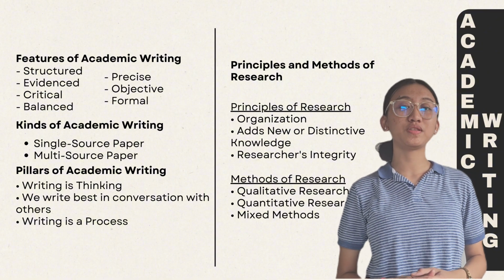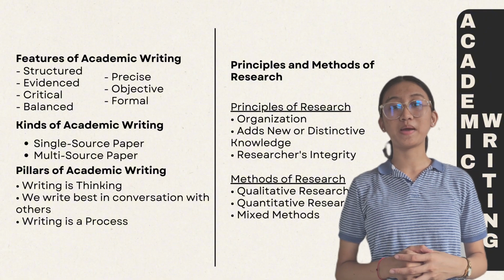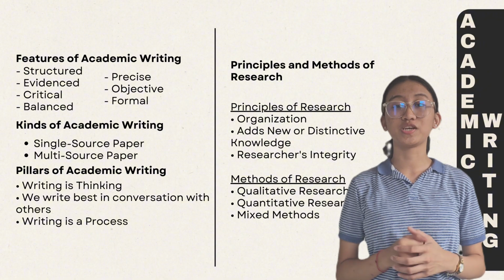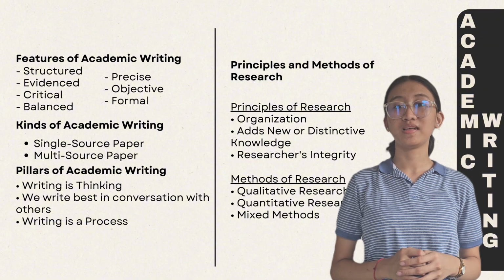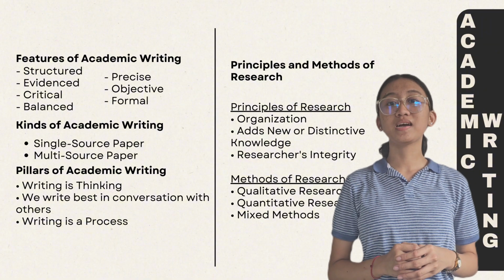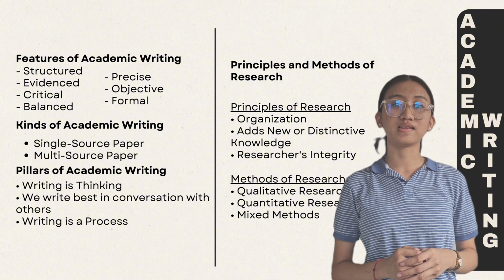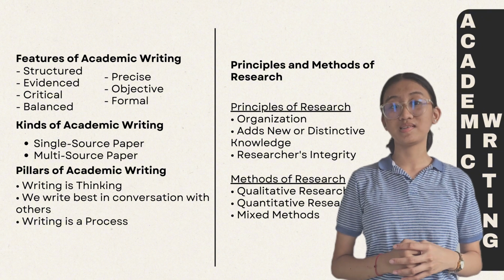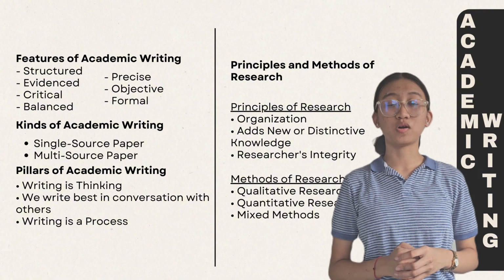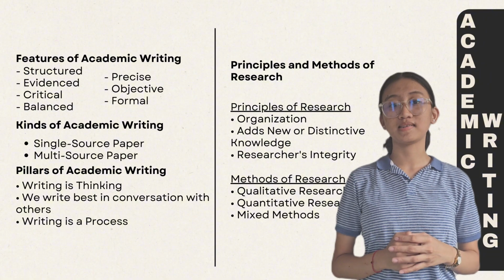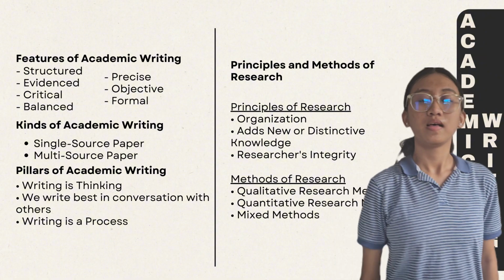Let me introduce you to the three main kinds of academic writing. The first is the single source paper. This type analyzes just one text. Examples include close reading, theorization, archival essays, empirical reports, and even book reviews. The second is the multi-source paper. This type uses several sources that talk about the same topic. Examples are historical essays, comparative essays, lens essays, meta-analysis, and review essays.